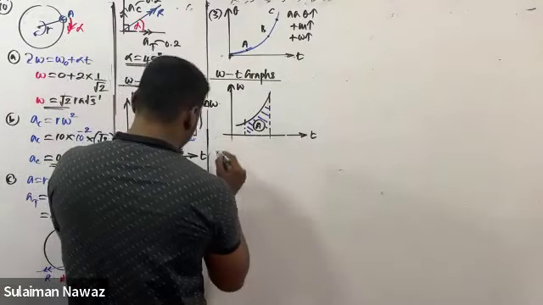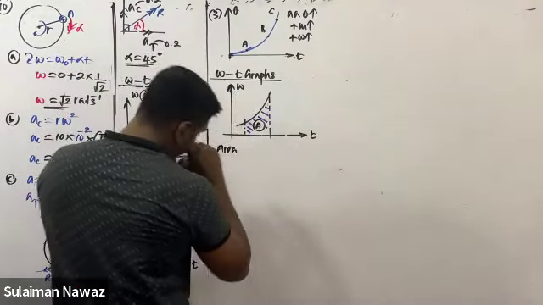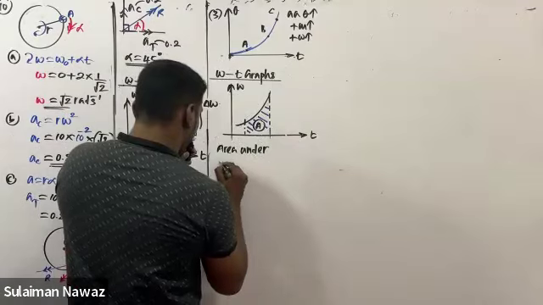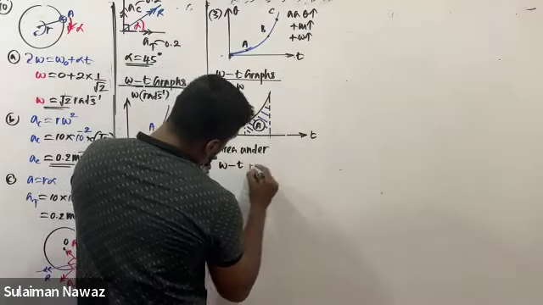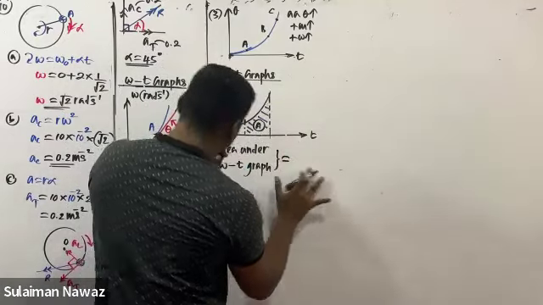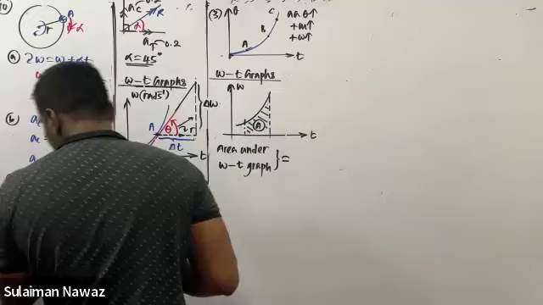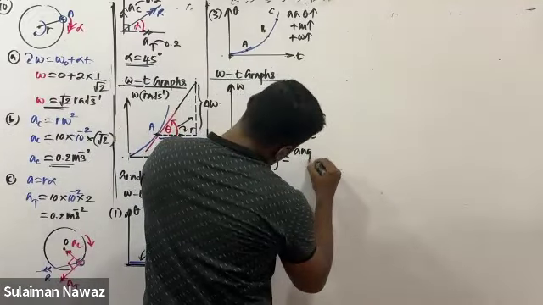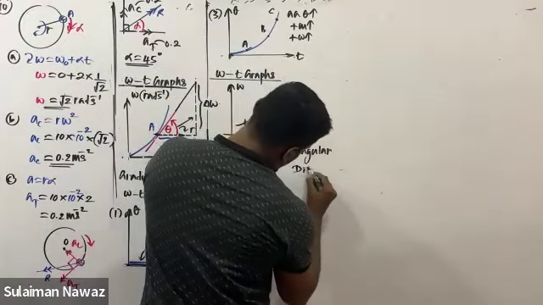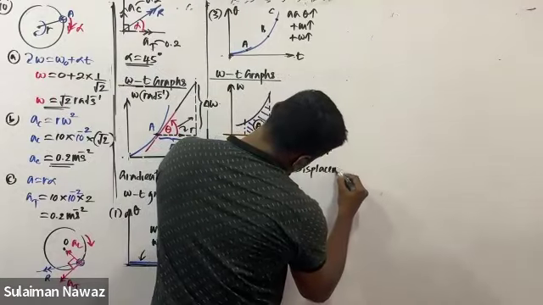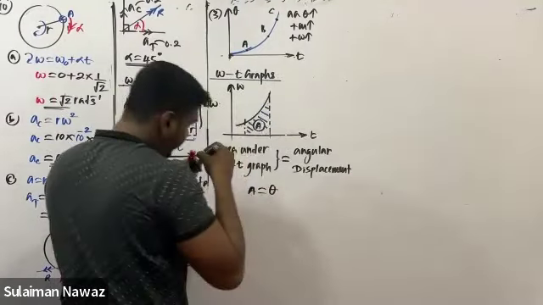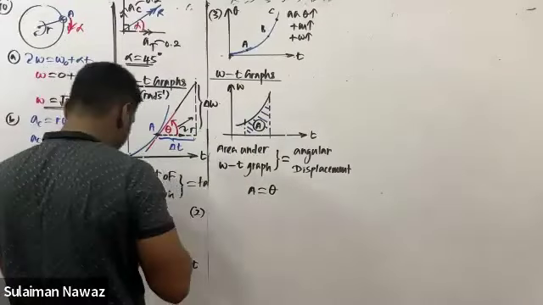So you know that the area under the angular velocity-time graph equals what? Angular displacement. That means capital A means theta. Write this down: capital A means theta.